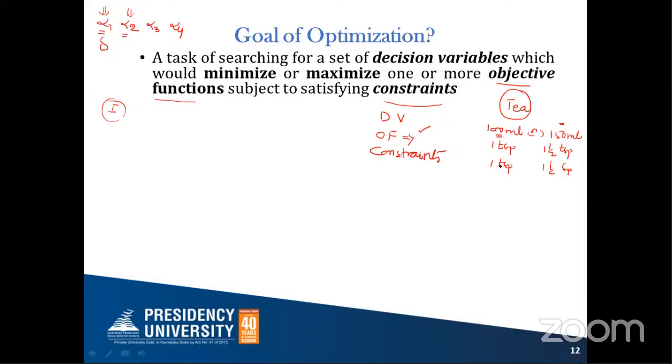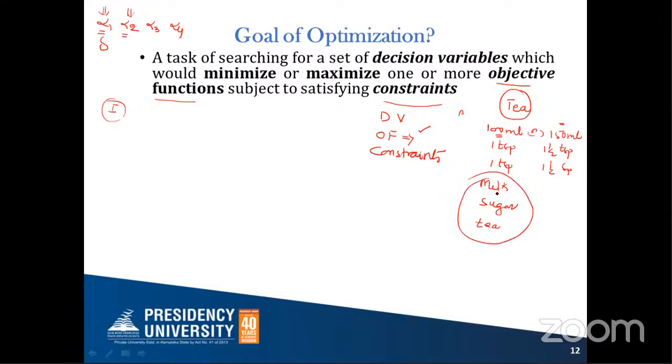So let me correlate this simple example with this decision so that you will get some interest in understanding things. What are the decision variables here? The decision variable is how much quantity of milk is required to produce a good taste tea. That is one decision variable. So here decision variables are milk, and another decision variable is sugar, and another decision variable is tea powder. Is it clear for you, the terms?